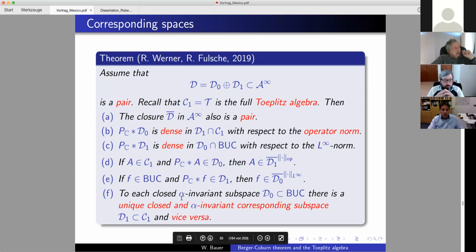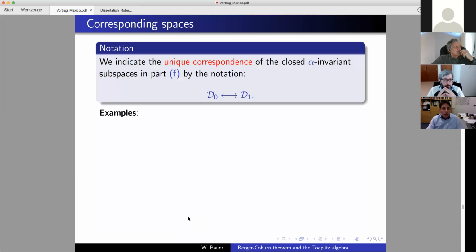And then the last thing is, if I have an alpha invariant subspace inside the bounded uniformly continuous symbols, so this is the shift invariance, then there's always a unique closed and alpha invariant corresponding subspace of operators in the Toeplitz algebra, and the other way around. So alpha invariance somehow gives you a unique pair. Okay, so under the alpha invariance, of a space of functions or a space of operators, we have the corresponding spaces and we can use that notation for the corresponding spaces.